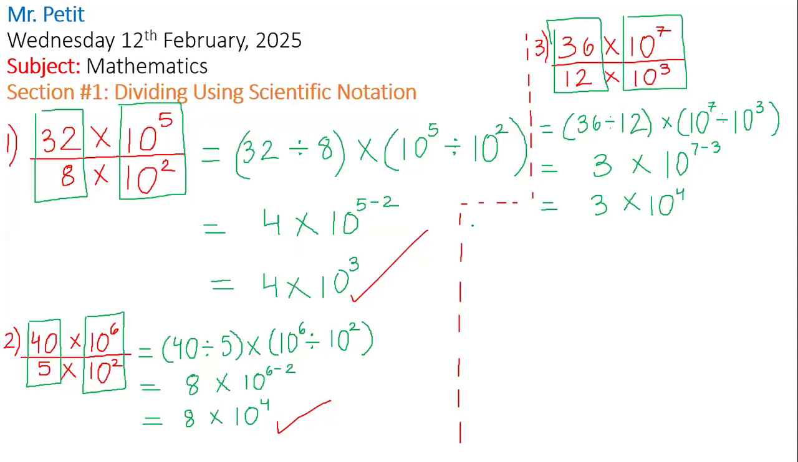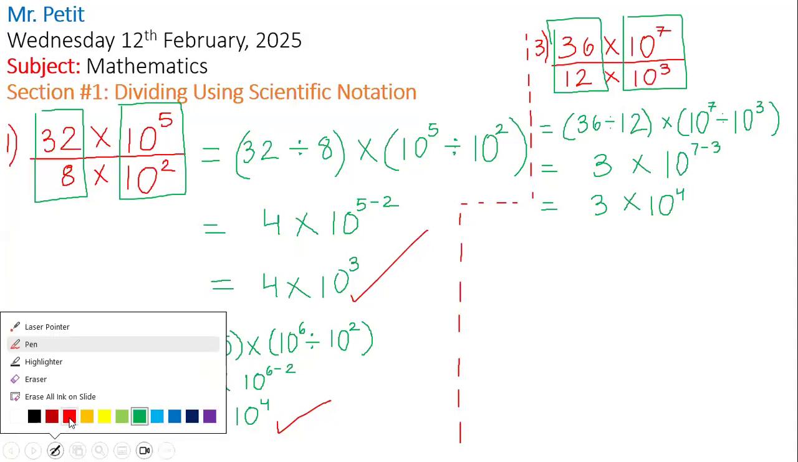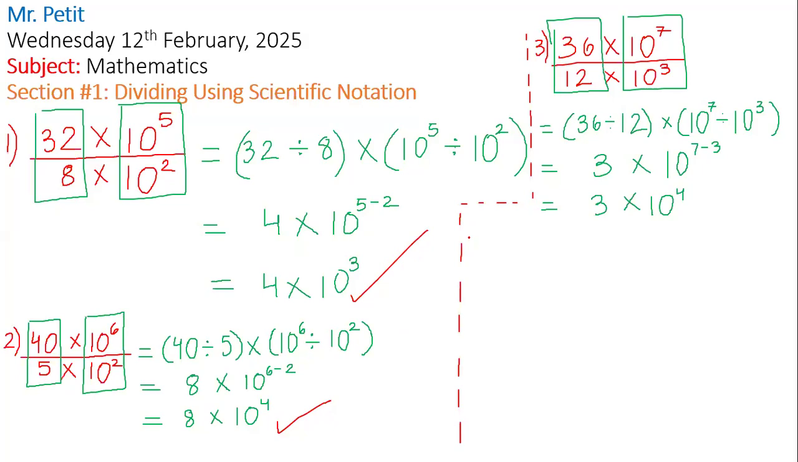So number 4. Should I make this one difficult or just keep it easy? A little bit, just a little bit. Okay, let's do this.